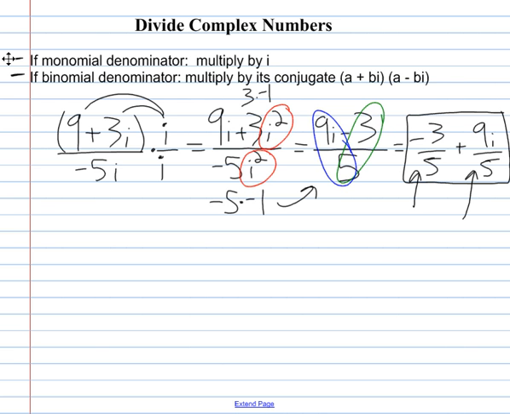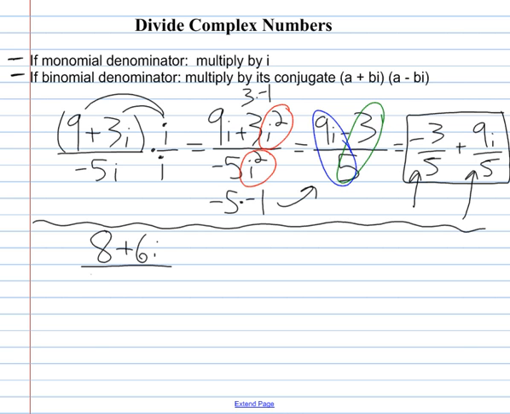Okay, let's look at a division where the denominator is a binomial. Let's look at 8 plus 6i divided by 3 plus 9i. Okay, here if we multiply the denominator by i, we're going to be left with a 3i plus 9i squared, which this is no longer imaginary, but the 3i is still imaginary. So multiplying by i doesn't help.